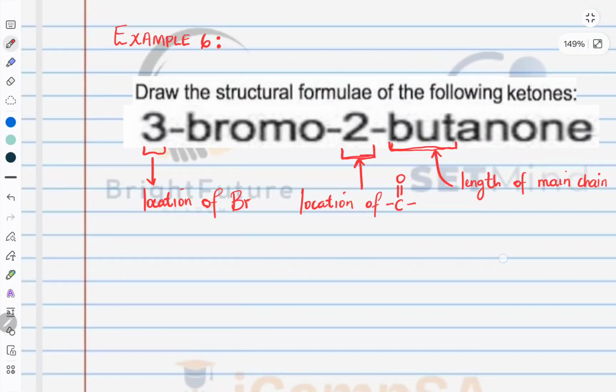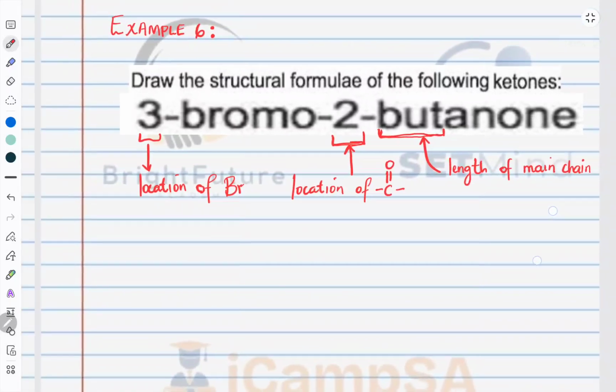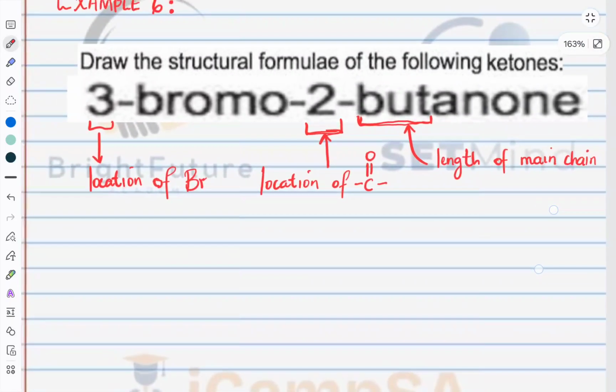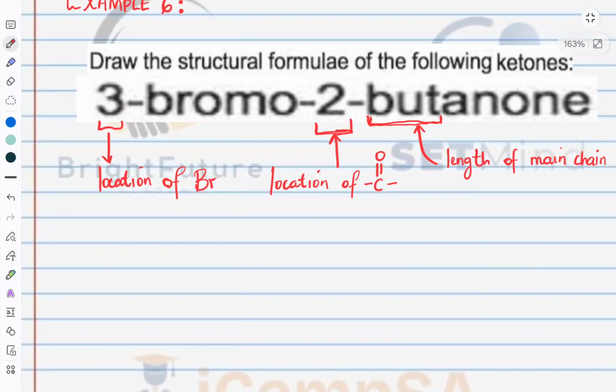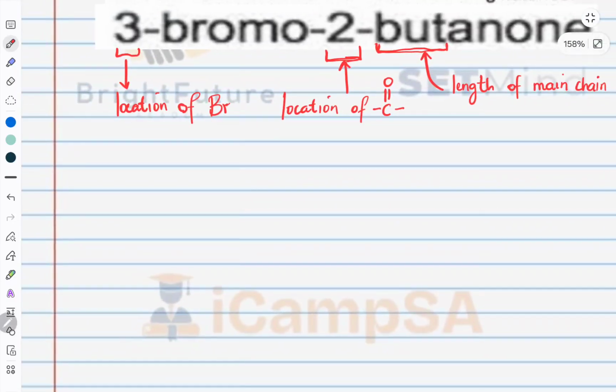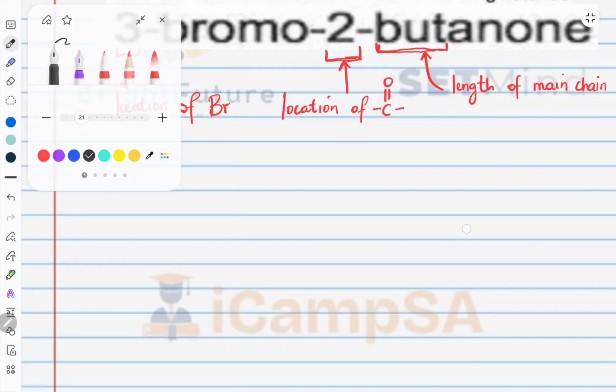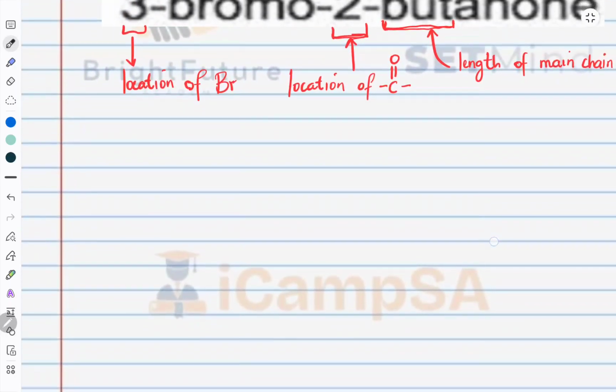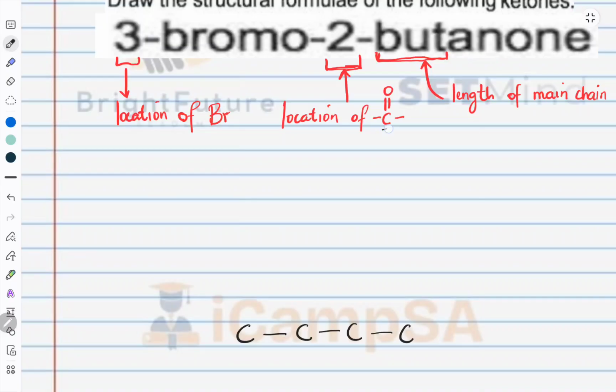Now let's go ahead and construct our structural formula, because this example tasked us with finding the structural formula for this ketone. So first we will start with the main chain. We said it has 4 carbon atoms because but means it has 4 carbon atoms. So we'll have 1, 2, 3, and then 4. Now where is our CO double bond located, or where is our carbonyl group located? It's located on carbon atom number 2.